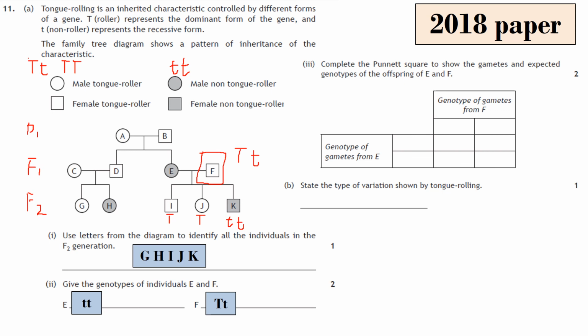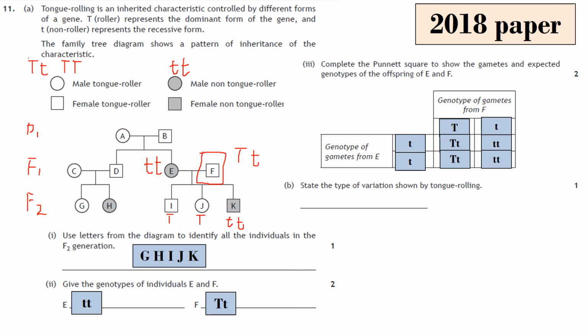Then part 3, complete the Punnett square to show the gametes and expected genotypes of the offspring of E and F. That leads in from the last question. So E must be small t, small t, and F must be big T, small t. You just fill that in like so, and you get 2 marks for that. You get 1 mark for doing the parental alleles here, and then 1 mark for filling in the Punnett square.